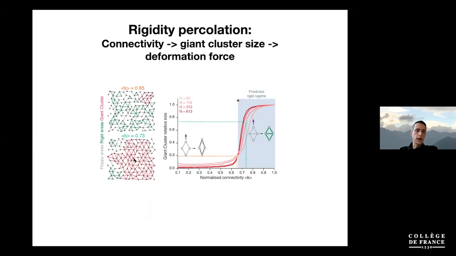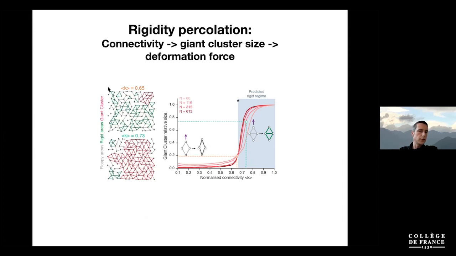And he subdivided or color-coded these networks, where he marks floppy areas as areas which can deform quite easily, rigid areas as areas which cannot deform when you compress this tissue, and the giant cluster, which would be the biggest rigid area within this network. And what he then plotted is how big the biggest cluster, this giant cluster, would be as a function of the normalized connectivity in such artificial two-dimensional connectivity networks.